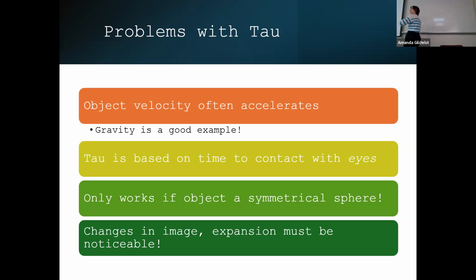Additionally, tau works only for symmetrical spheres. So it's great for softballs. It's great for basketballs. It's great for baseballs. It is probably not good for footballs. It is definitely not good for plushies or water bottles or backpacks or pillows. Although pillows are pretty symmetrical, but they're not spherical. Additionally, the change in the image and in its rate of expansion must be noticeable. If it's not noticeable, you can't do this. It has to be a very obvious change.